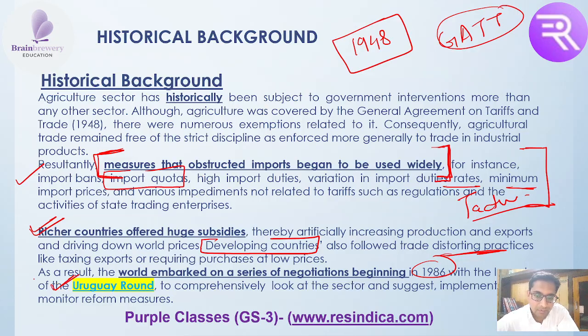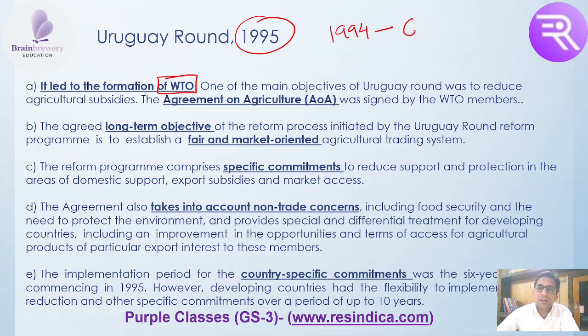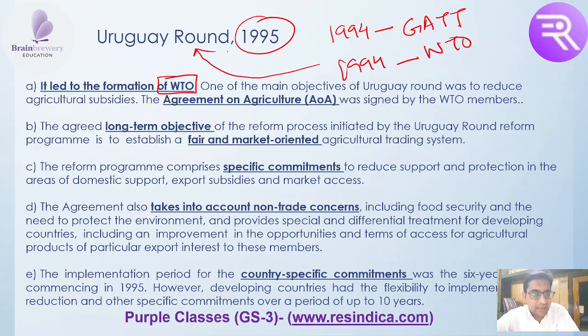the Uruguay Round took place in order to find out what reforms we have to make in providing subsidies in the agriculture sector. So in 1995 what happened? The Uruguay Round led to the formation of the WTO. Why? In 1994 we had the General Agreement on Tariffs and Trade. In 1995 this got converted into the WTO at the Uruguay Round of GATT.